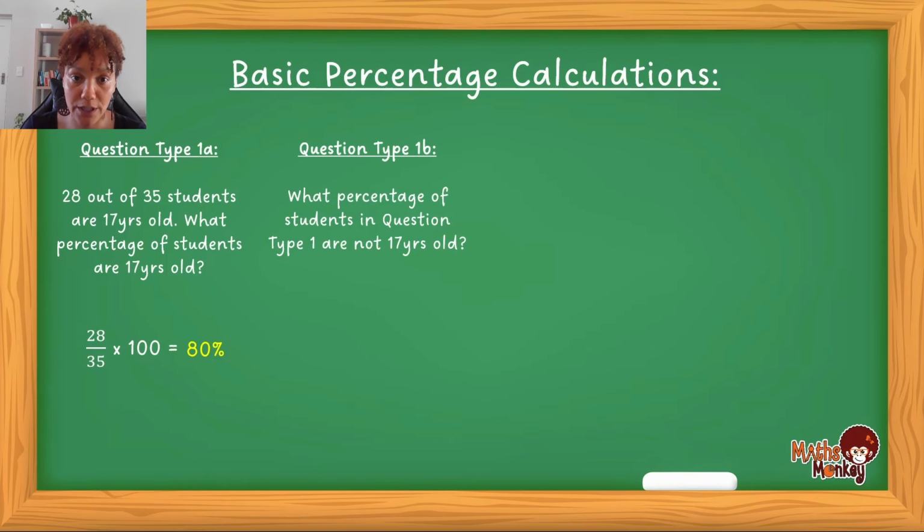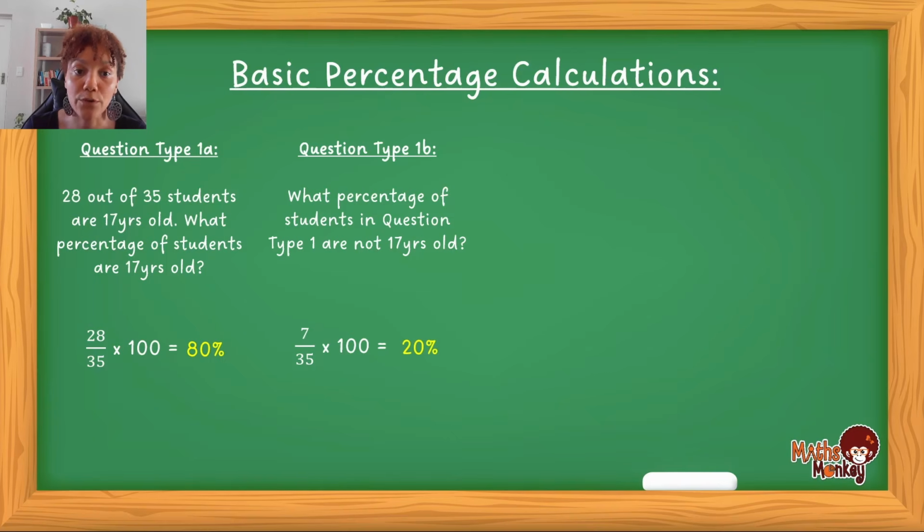Now we're going to look at another question that is similar to this. It's from the same context, but just look at what you're being asked here. So it says, what percentage of students in question type 1 are not 17 years old? Okay, so in the previous question in type 1A, how many are not? Right? So if 28 out of 35 are 17 years old, then that means the rest of them, which is 7 students, are not 17 years old. So you'll say that divided by the total amount of students, which will give you 20.